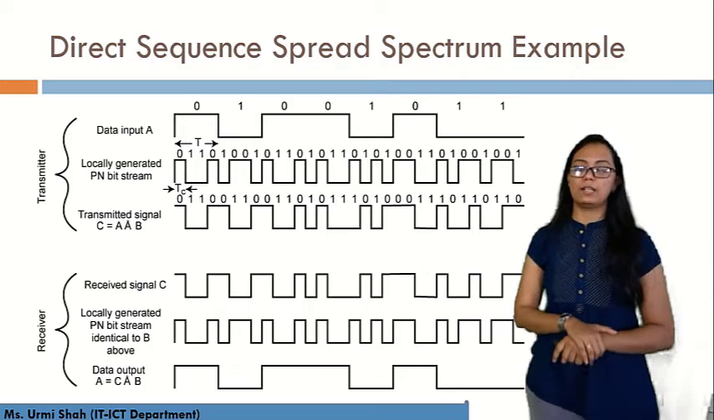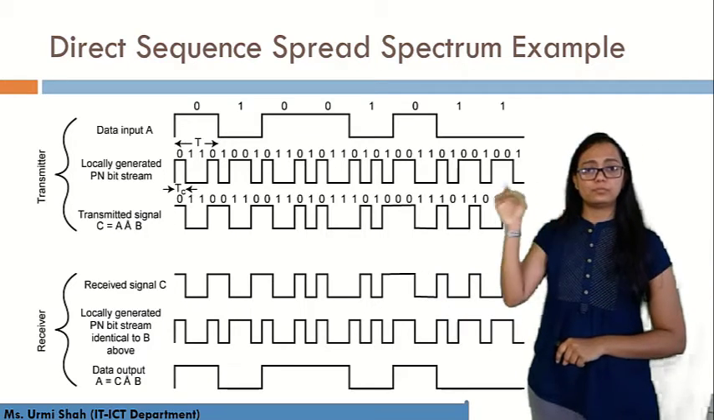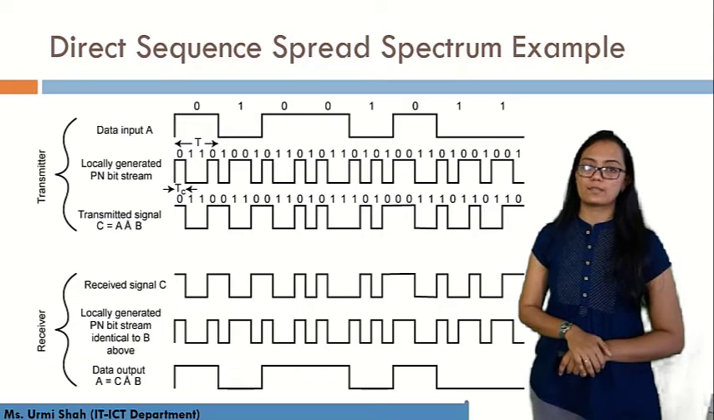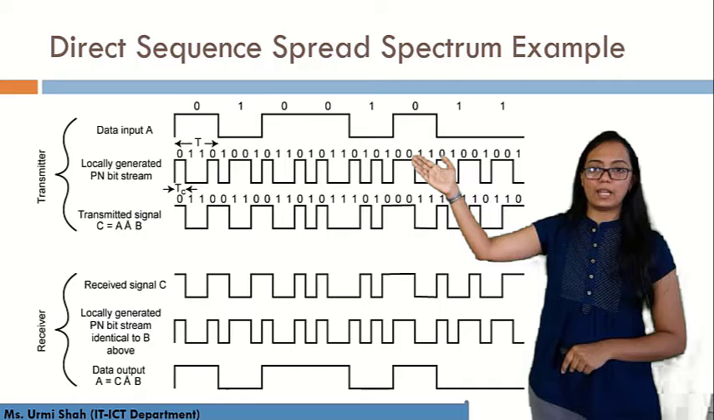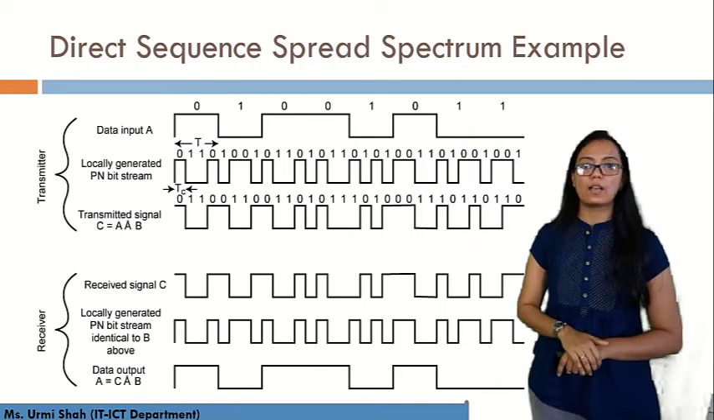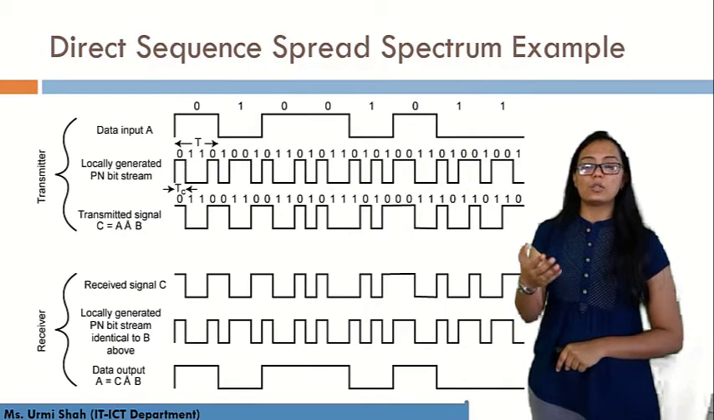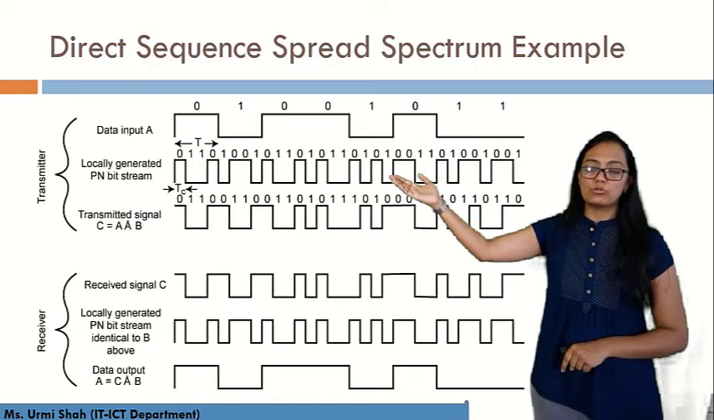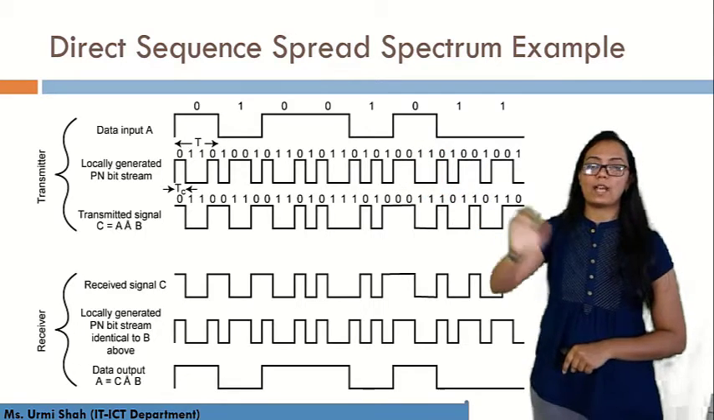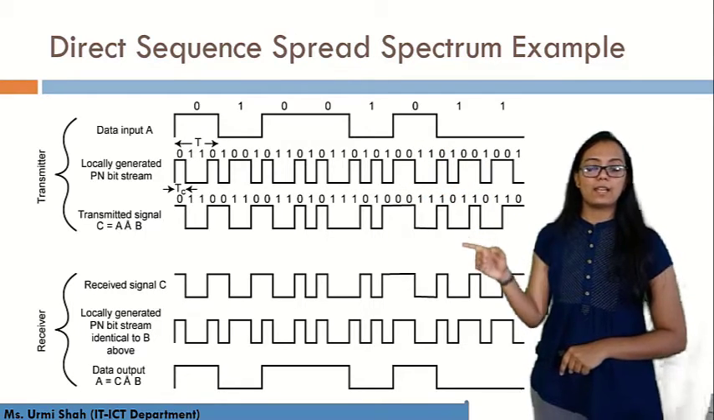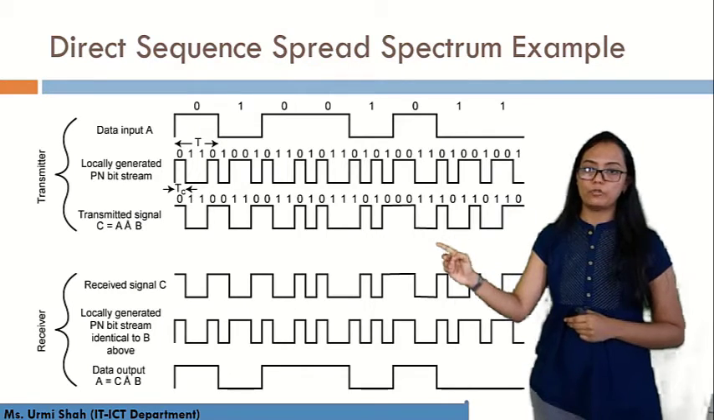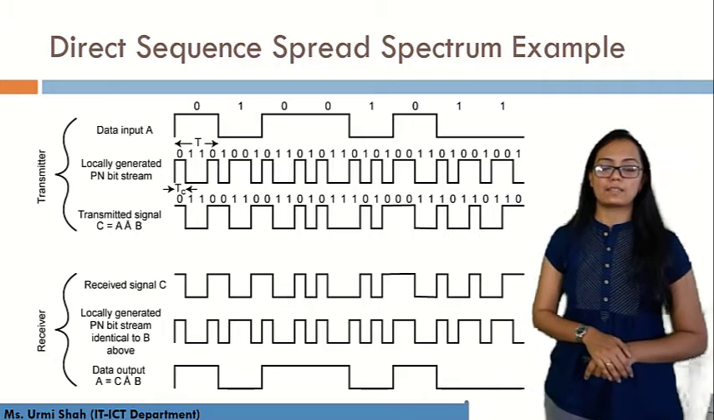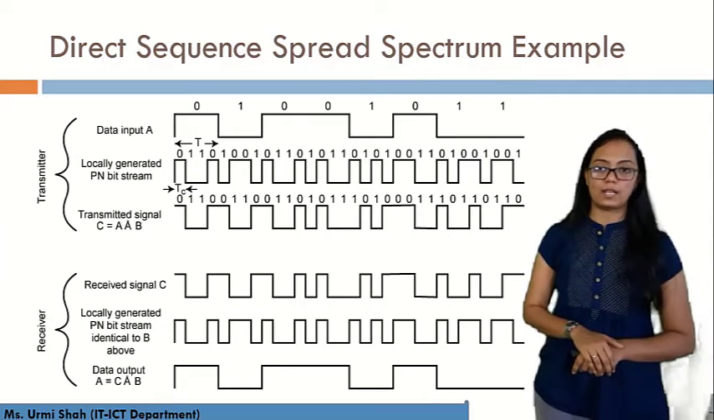So this is nothing but an example of direct sequence spread spectrum. You can see here the data input A is in the form of single bits. Then a pseudo noise bit stream B is generated, which has multiple bits, and then the combination of A and B will be performed. That will be my transmitted spread code signal.